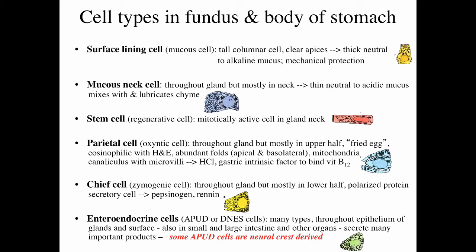These cells secrete many important products. APUD, I won't ask you to remember this, but it stands for amine production, uptake, and decarboxylation. DNES stands for diffuse neuroendocrine cells. These are all basically defining the same type of cell. These cells secrete essentially hormone products that play important roles in various functions of the GI tract. And it is notable some of the APUD cells are actually derived from the neural crest.